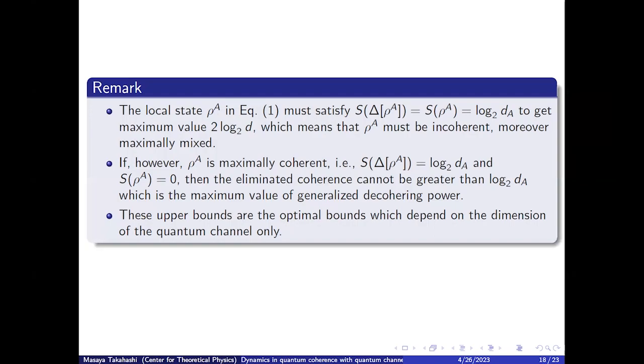Then destroy the coherence, and the coherence cannot be greater than log D, which is the maximum value of the generalized decohering power. So if we want to break more of the coherence, you cannot prepare the state which is locally coherent. It's kind of counterintuitive for me. So then, these upper bounds are all optimal bounds, which depend on the dimension of the channel.